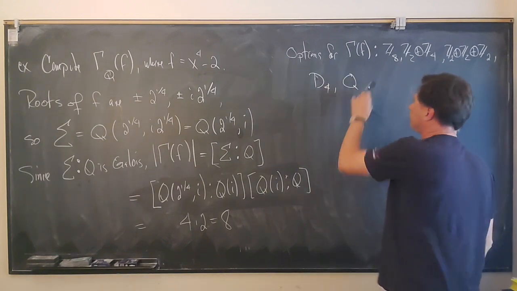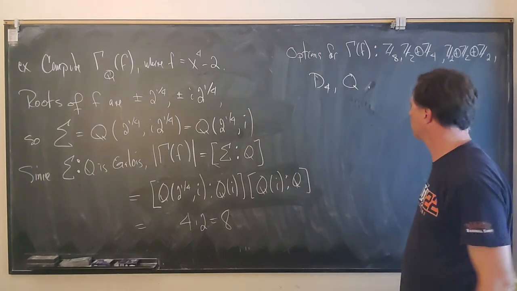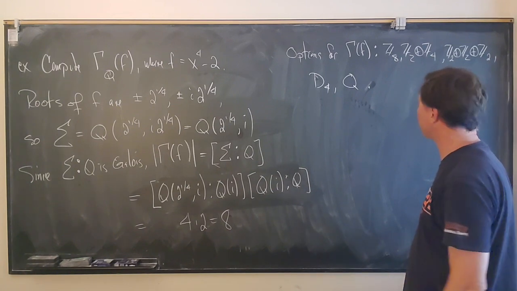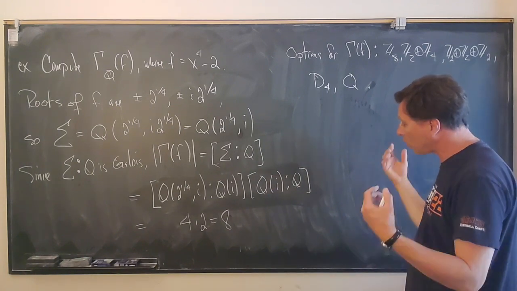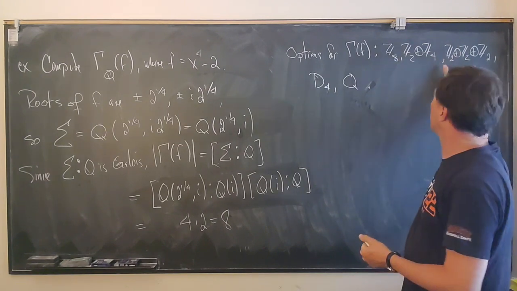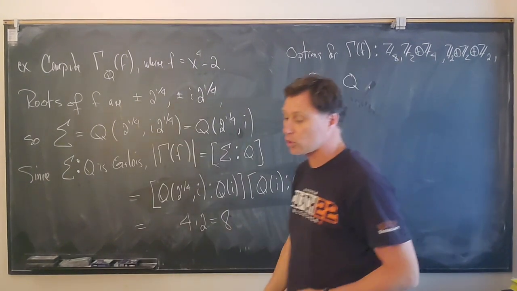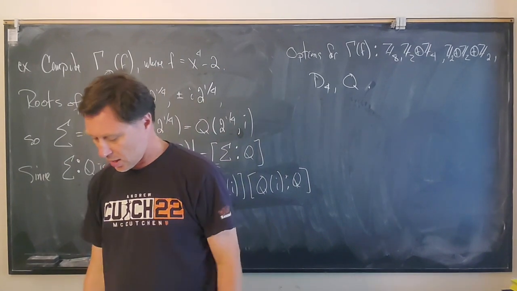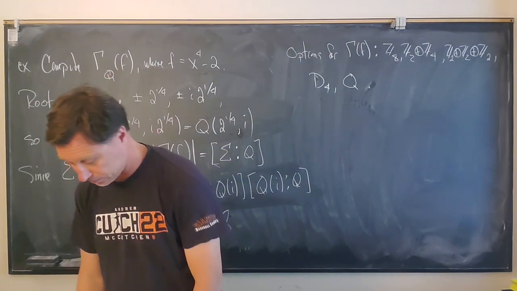So there's our 5 choices. And so the goal now, what I'd like to do is figure out who the Galois group is. It's going to be isomorphic to one of those 5 groups on our list right here. And so let's figure out who it is.